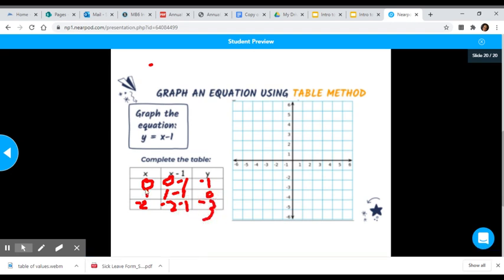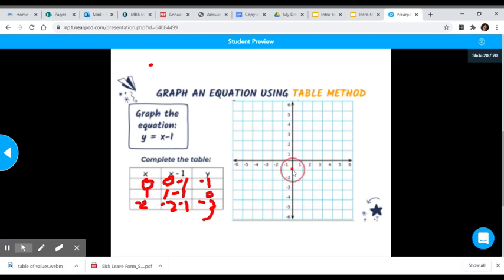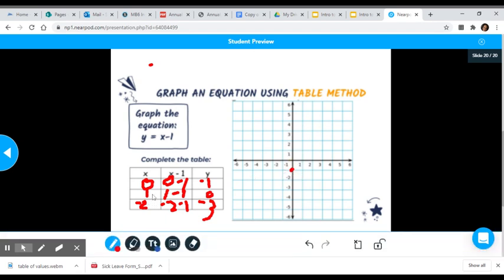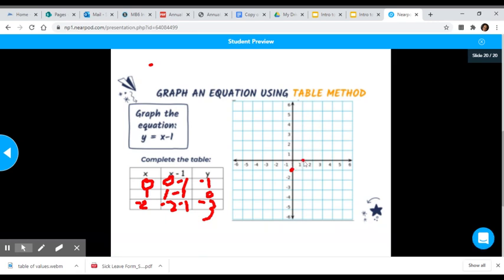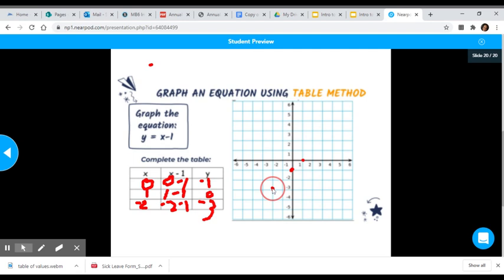So now if you notice, we have some ordered pairs here. We have an x value of 0 and a y of negative 1. So I can go ahead and plot that at 0, negative 1. So I stay where I am and then I go down one spot. So I'm going to put a point here. Then I also have 1, 0. So I'm going to go to the right 1 and then I'm going to stay where I am. And then I have negative 2, negative 3. So I'm going to go to the left 2 and I'm going to go down 3.